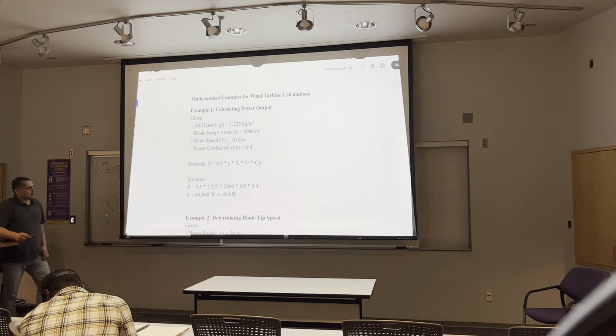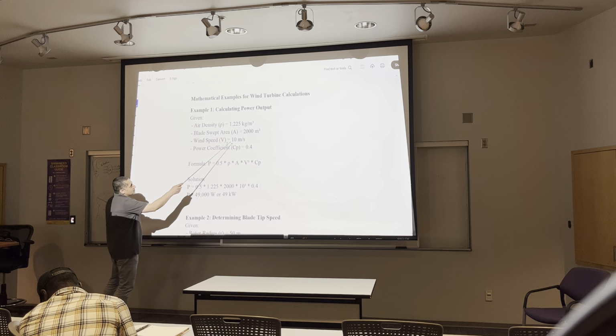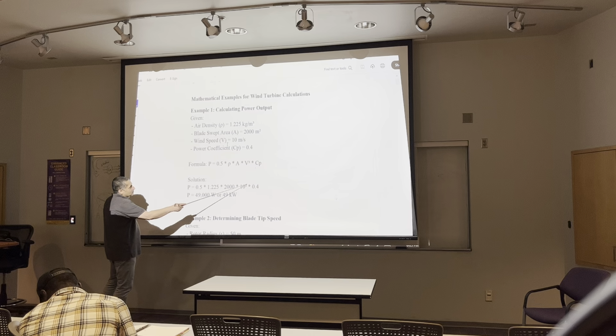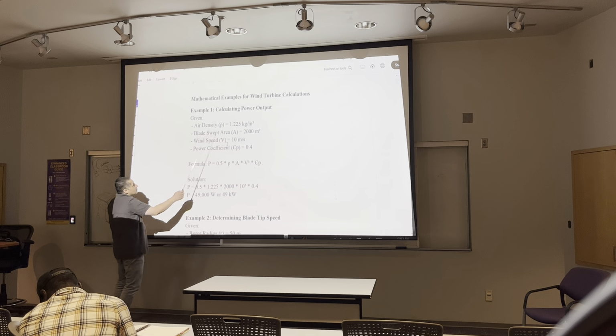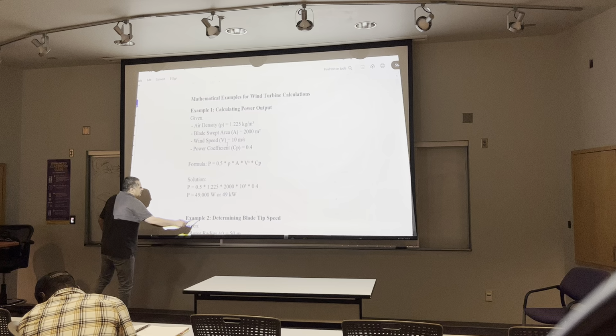So directly, you can use it. Then A, V is 10 to the power 3, 10 to the power 3 times 0.4. So it equals 49 kilowatts.